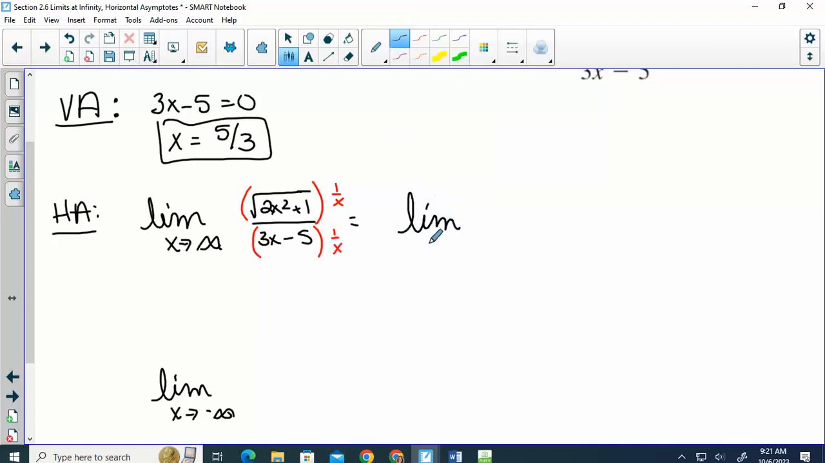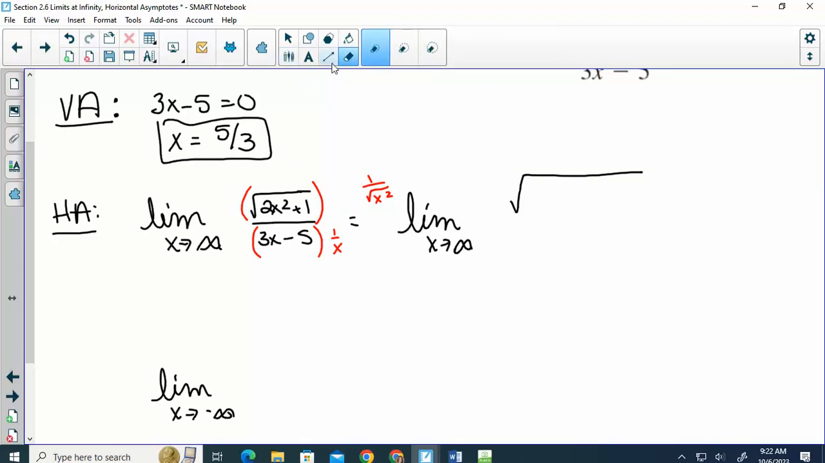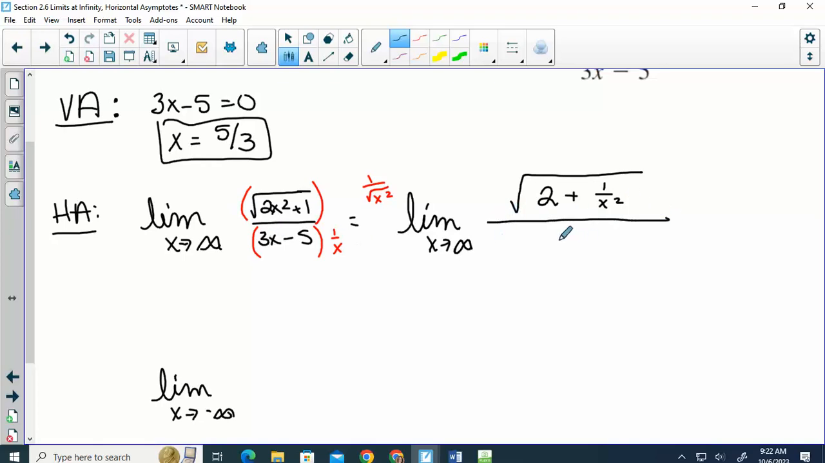Now, on the top, if I really want things to cancel, that x needs to be under a radical, right? x is the same thing as the square root of x squared. So what I'm really going to do on the top is multiply by 1 over the square root of x squared. It's the same thing as x, but now I can bring it under my radical. Does everybody understand why I'm doing that? So then when I bring that under my radical, I get 2x squared over x squared, which is 2, plus 1 over x squared. On the bottom, 3x divided by x is 3 minus 5 over x.